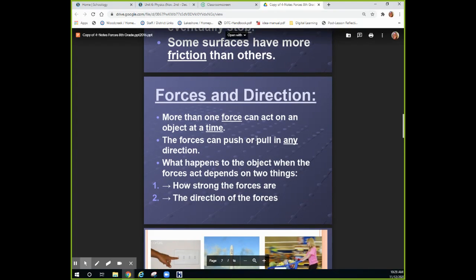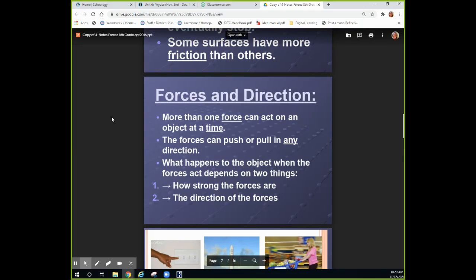So, force and direction. More than one force can act on an object at a time. So let's think about this. Again, when we're walking, we're applying a force in one direction, but gravity is pulling us down. So that's an example of more than one force working on an object at a time, but in different directions. The force that I'm pushing forward is greater than that of gravity. That's why I'm able to change my movement. So let's just keep that in mind.